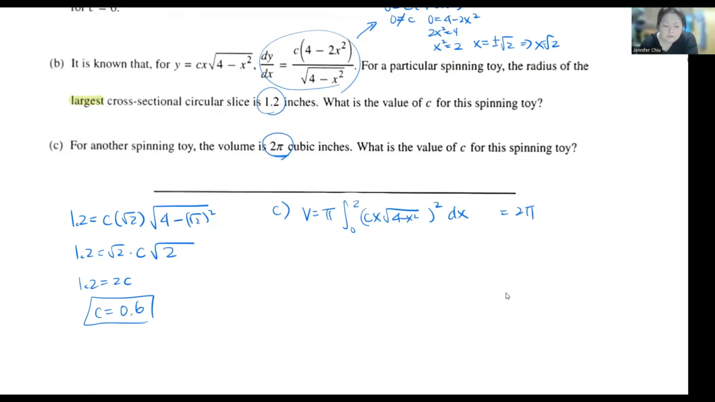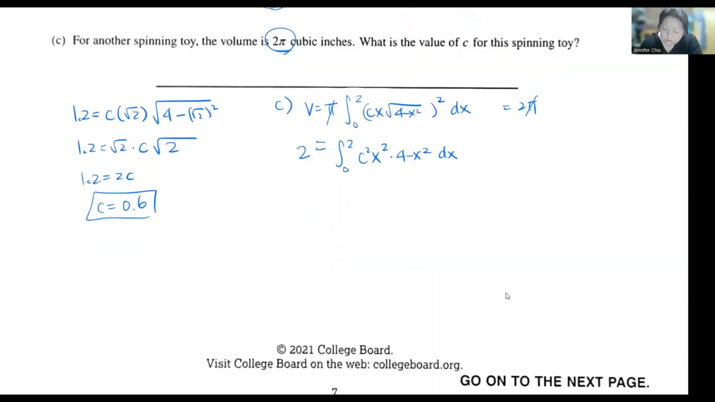First things first, I can get rid of the pi, because that makes it so much easier for me. Okay. Now I'm going to clean this up a bit before I take the integral. So that's c squared x squared, right? And you have your square root of 4 minus x squared, so times 4 minus x squared dx, right, equals 2. Remember c is your coefficient, so you can take it outside. So c squared integral 0 to 2. I'm going to multiply this out. So 4x squared minus x to the 4th dx, 0 to 2.